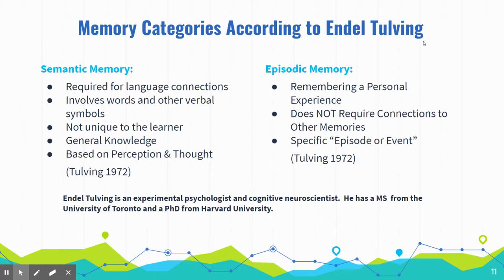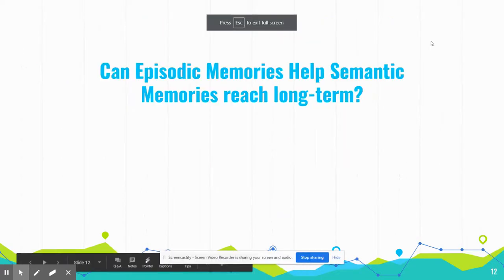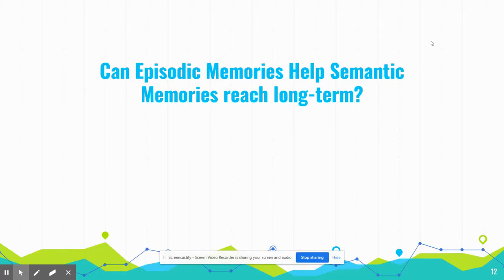Episodic memory, in contrast, is a specific experience that the learner has. It is personal and unique to the learner. Perhaps there was a time that you made cookies with your mother and forgot to put in the sugar. This would be an episodic memory, and not every individual would have it. Can episodic memories help semantic memories reach long-term?